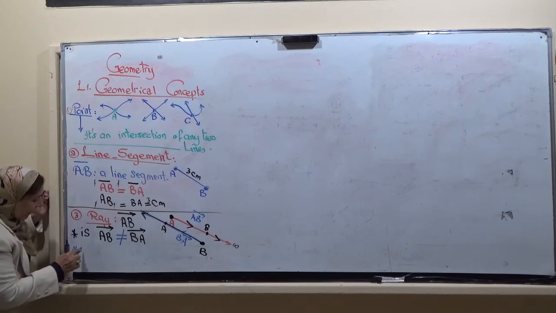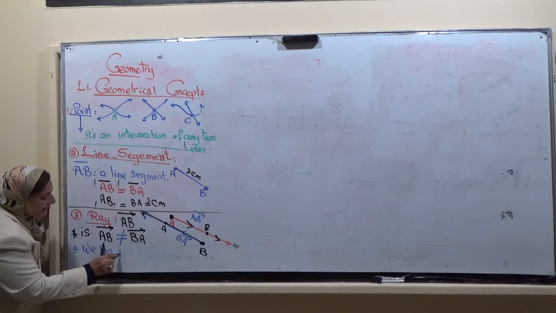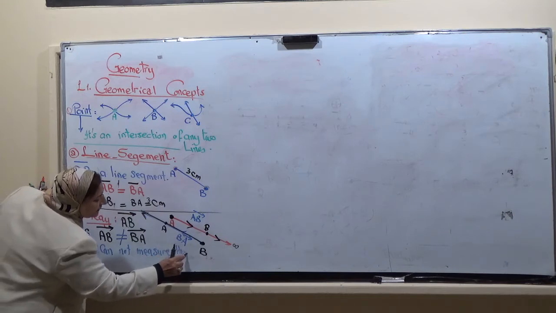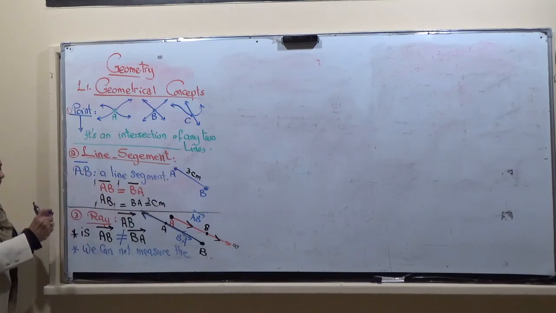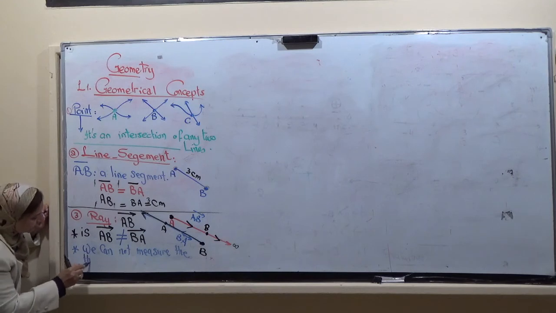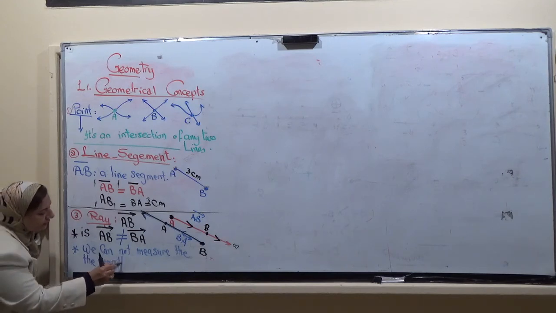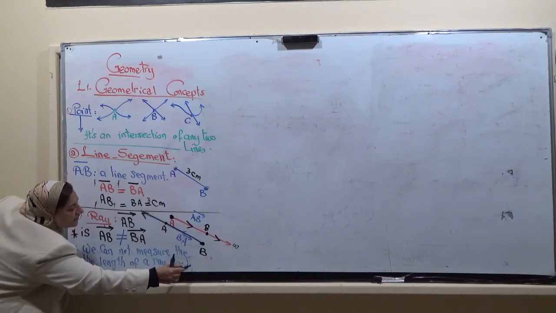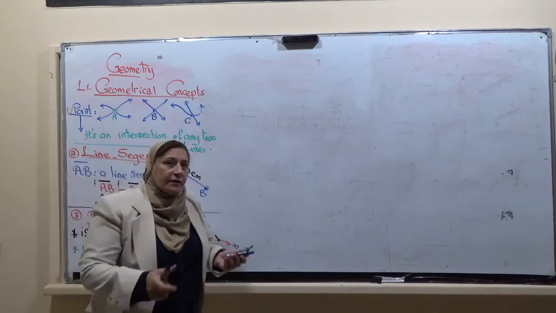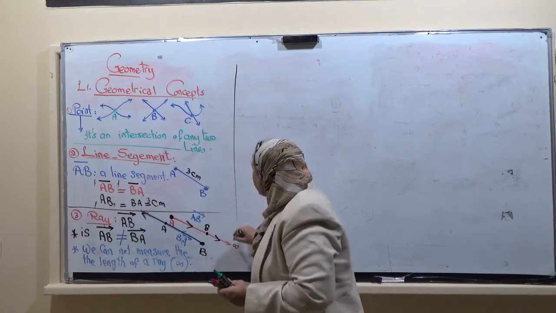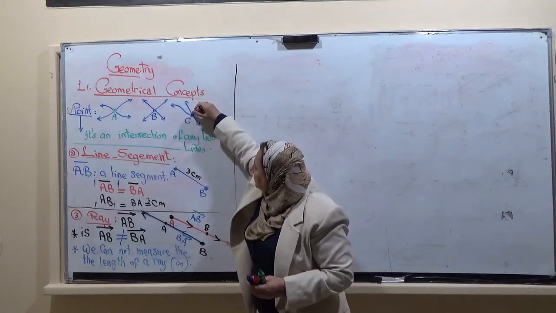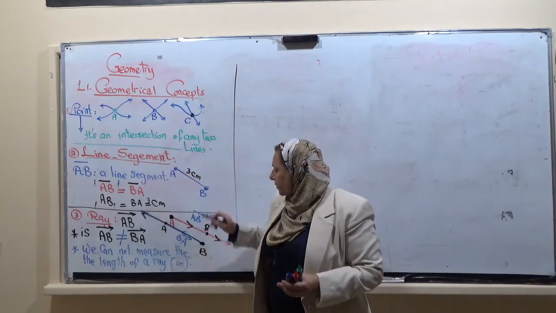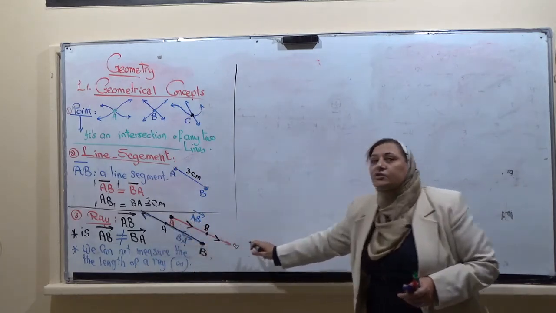Number two, we cannot measure the length of a ray. Between brackets, you write infinite. It's infinite length. I cannot measure it. Now, what's the point? Intersection of any two lines. What's the line segment? It has initial and final points and joining points. What's the ray? It has an initial but has no final point.